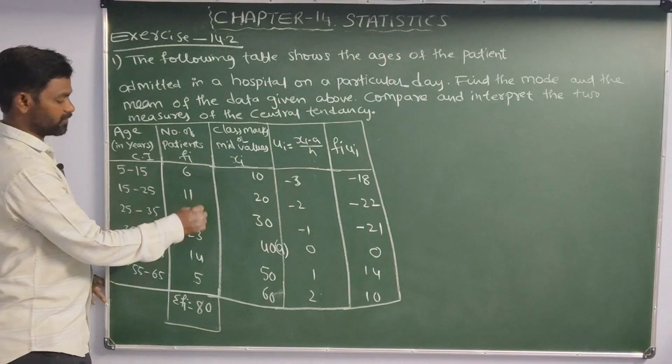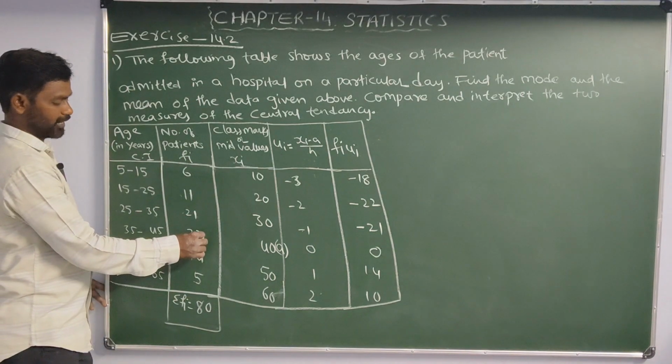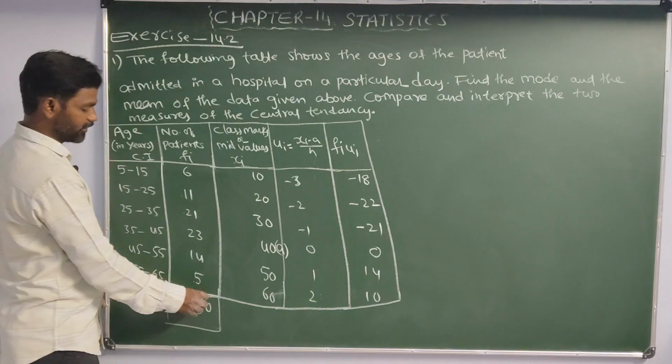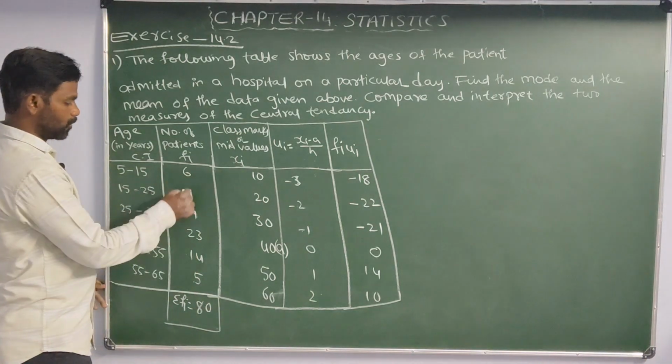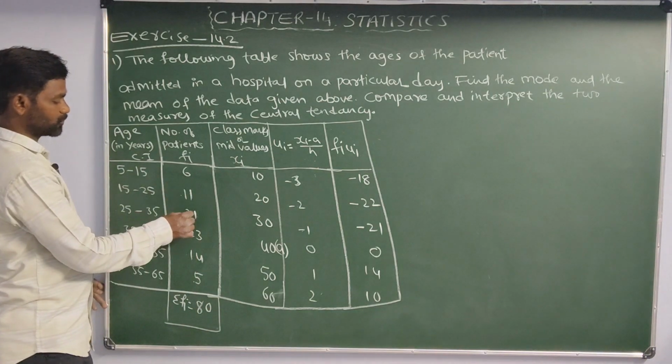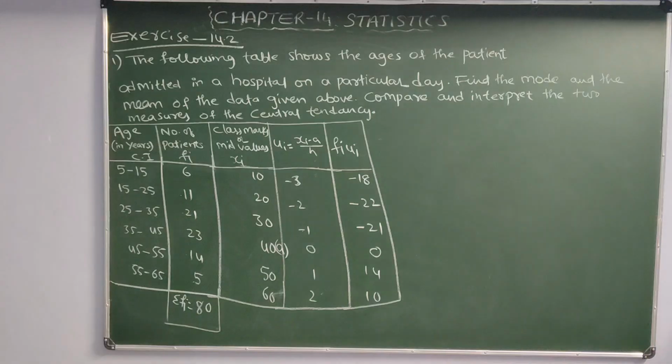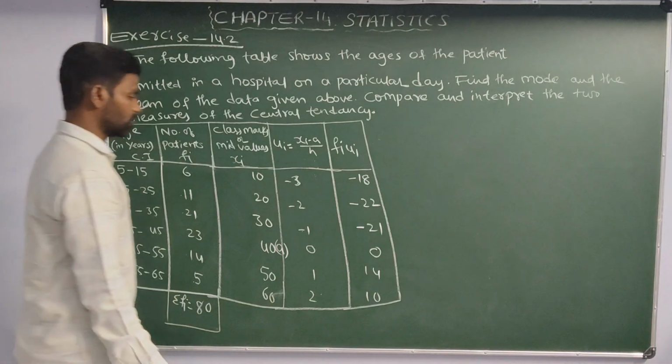6 plus 1 is 7. 7 plus 1 is 8. 8 plus 3 is 11. 11 plus 4 is 15. 15 plus 5 is 20, 2 carry. 2 plus 1 is 3. 3 plus 2 is 5. 5 plus 2 is 7. 7 plus 1 is 8. So sigma Fi is equal to 80.